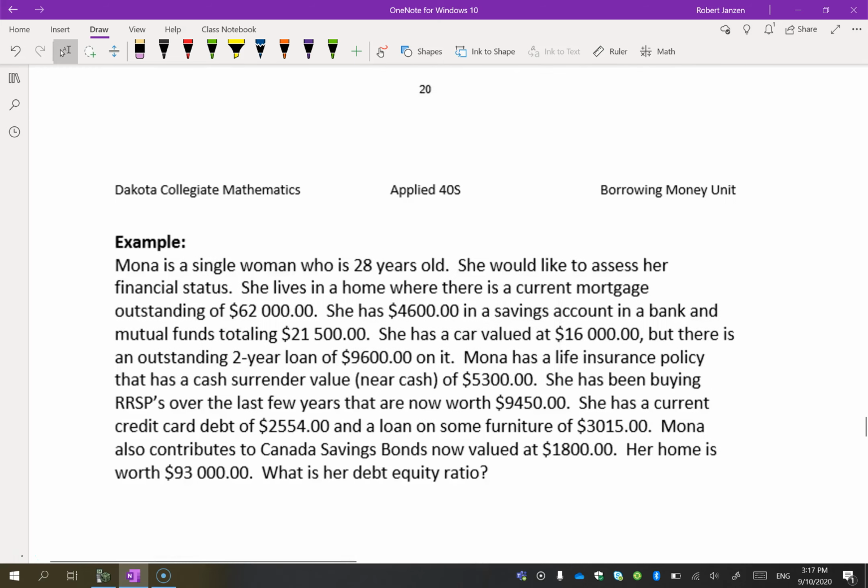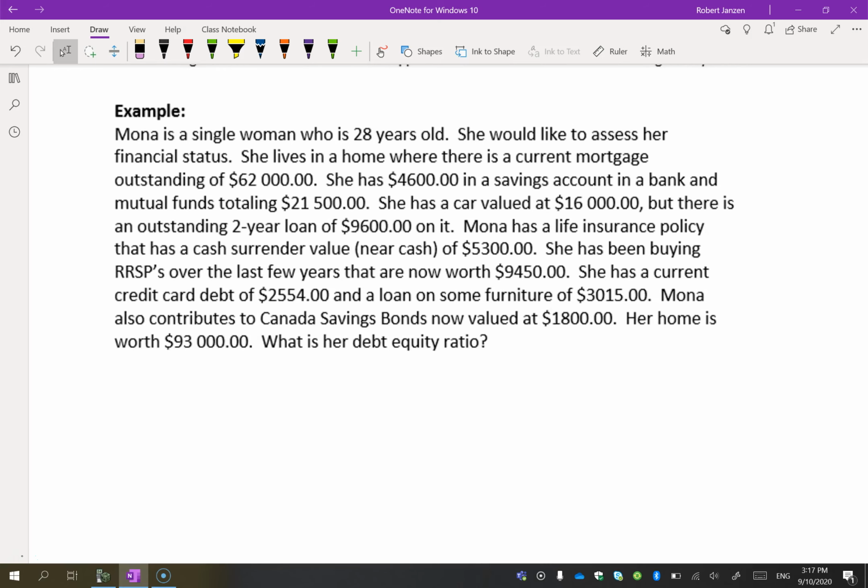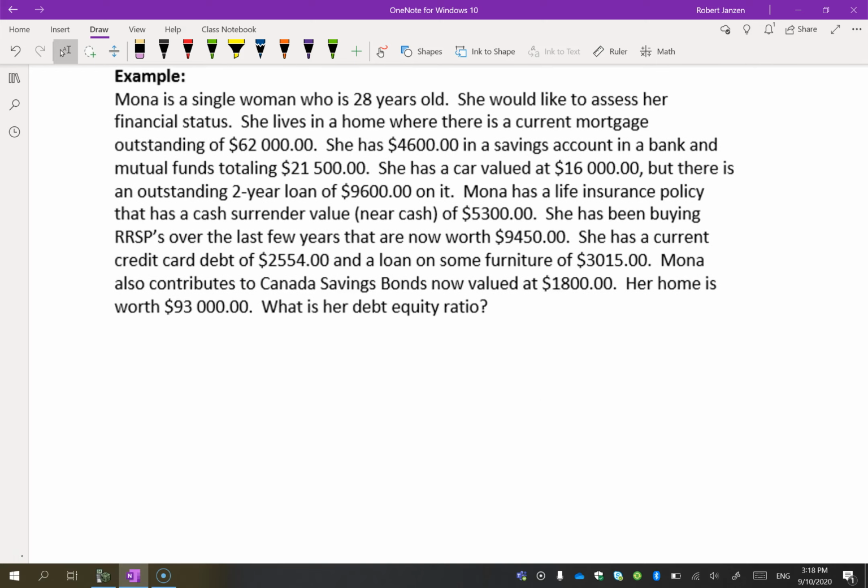Okay, let's take a look at an example here. We're just going to do one example, and then you can try the rest on your own. So there's a long paragraph here, and what we need to do is figure out what are the assets. In other words, what do I own? And what are my liabilities? And so my advice to you is just to go through the paragraph and put them in either one or the other column. Okay, so single woman, 20 years old, she would like to assess her financial status.